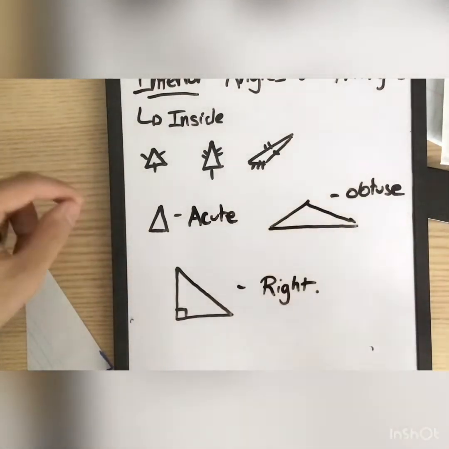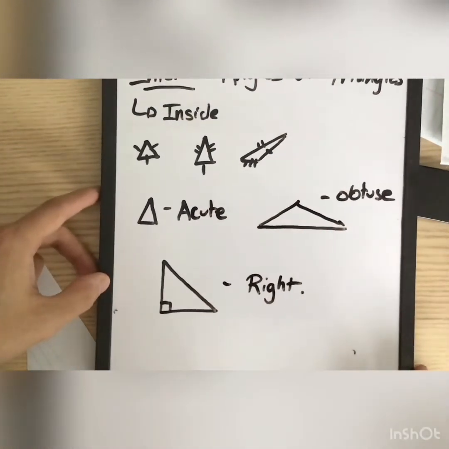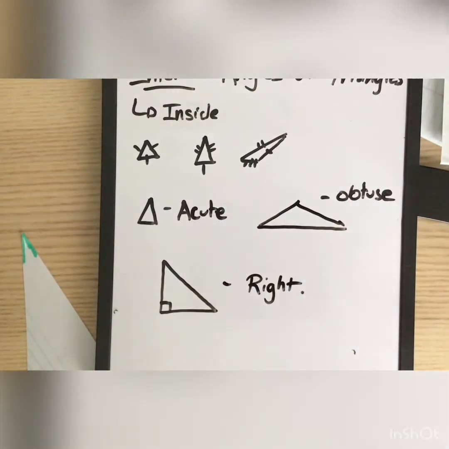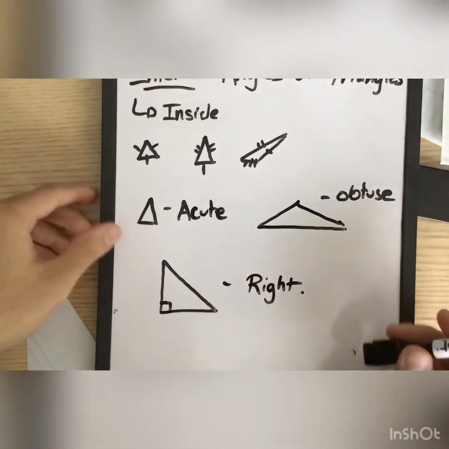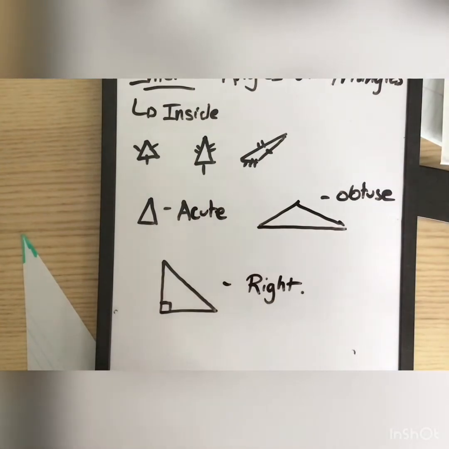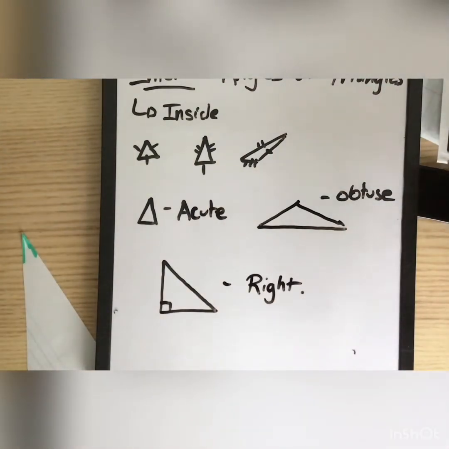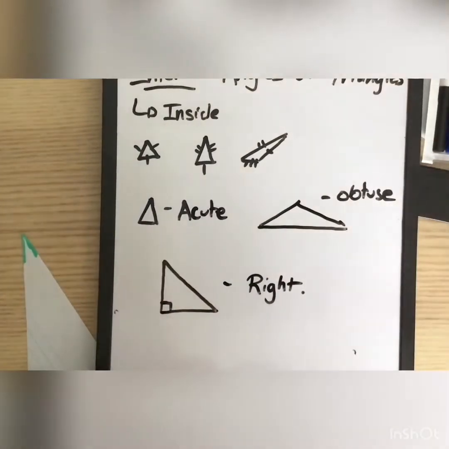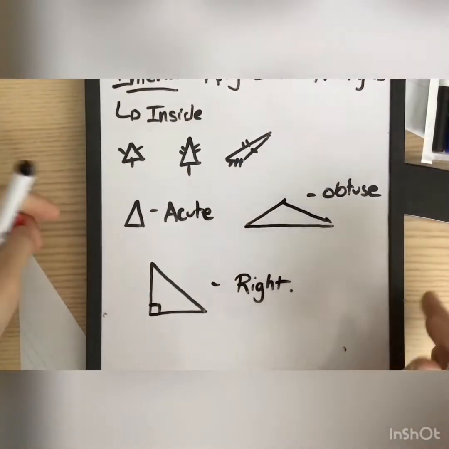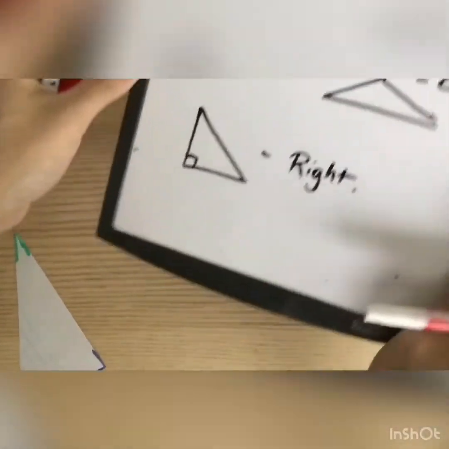Of course, this is only another way to classify the triangles. They all have one thing in common. All triangles, no matter what kind of triangle it is, no matter how you classify it, all angles add up to 180 degrees. I'll write that right at the bottom here.